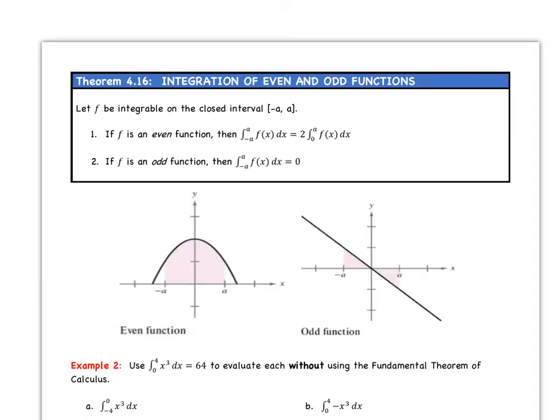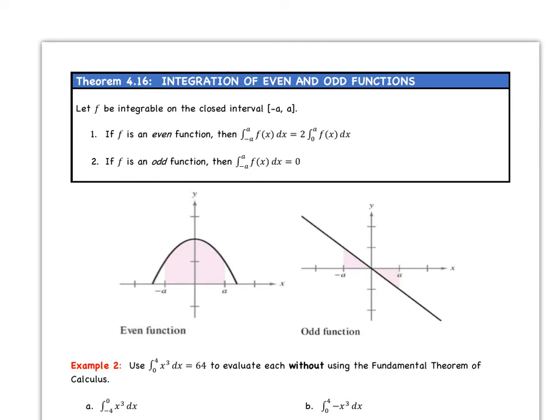Now we're going to talk about even and odd functions and integration of these even and odd functions. So let f be integrable on the closed interval from -a to a. If f is an even function, so like this picture below, then the integral from -a to a of f of x is simply 2 times the integral from 0 to a, right? It's just double. It's symmetric, essentially. All right, but if f is an odd function, then the integral from -a to a is going to be 0 because part of it's going to be positive and the other half is going to be negative.